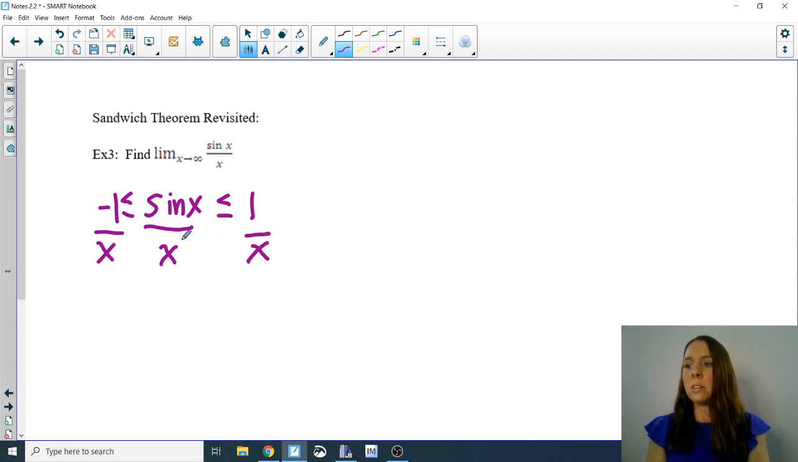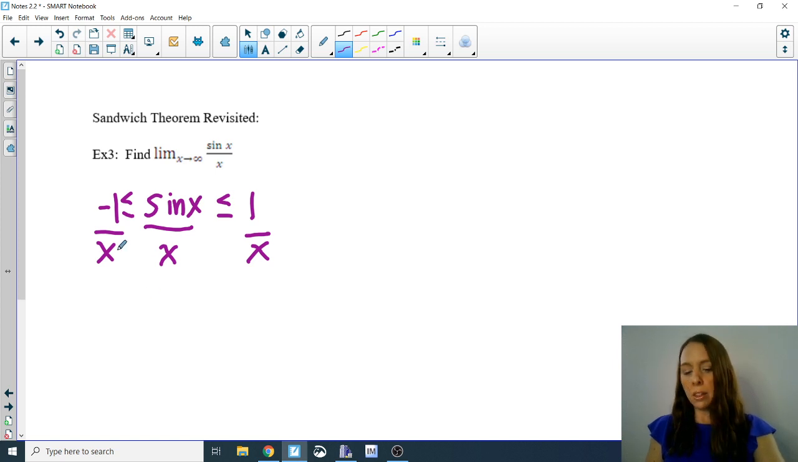Now, we're allowed to do that as long as the value of x doesn't change the sign, positive or negative, of each piece of the compound inequality. And that's not going to happen here because notice the x is going toward positive infinity. So we're not talking about negative x values. And that's why we're allowed to divide everything by x and not have to worry about whether this flips. It doesn't.